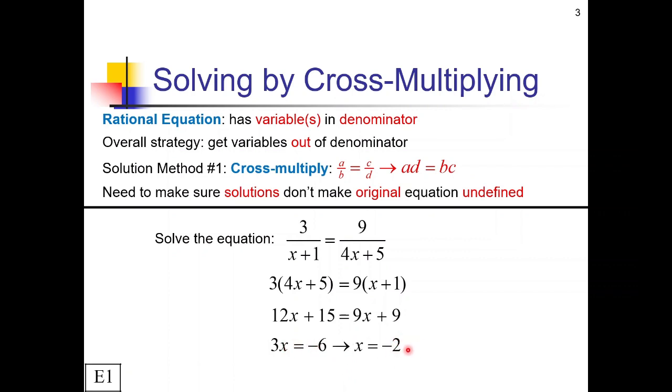Or do we? Remember, we have to check to make sure we don't have any extraneous roots that we came up with by good algebra, but it doesn't actually work when we plug it back in. So if we plug negative 2 in, negative 2 plus 1 doesn't give us 0 in this denominator, so that's fine. And then 4 times negative 2 plus 5 is not going to give us 0 down here either. Negative 2 doesn't make anything undefined, so it's a good answer.